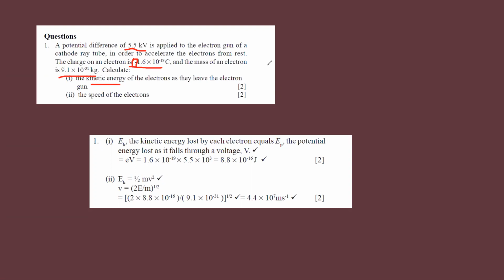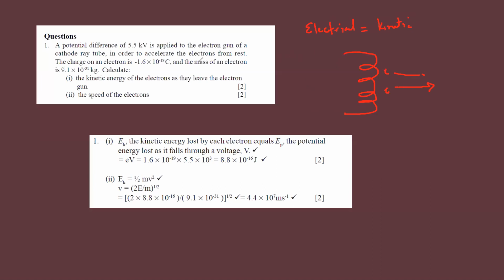Calculate the kinetic energy. How can you find the kinetic energy? Basically, you provide a voltage or a potential. If this was a filament, we pass current through the filament, the filament becomes hot, and we apply a voltage. When we apply the voltage, electrons will come out. So what is the energy change here? Basically, the electrical energy changes into kinetic energy.